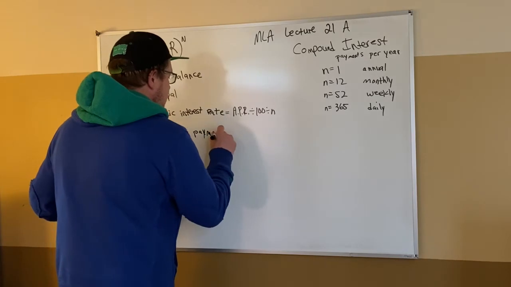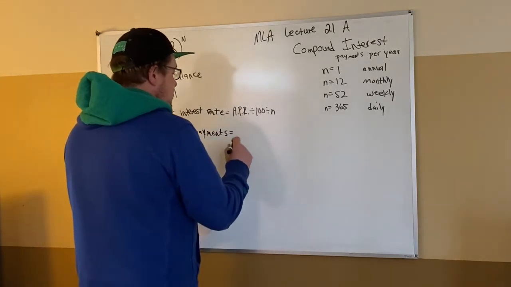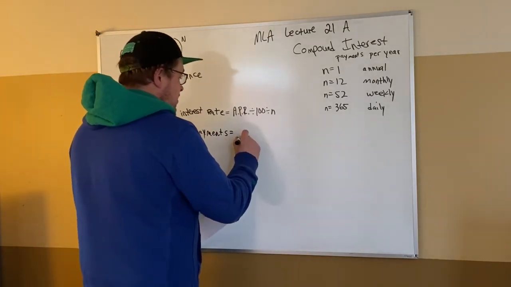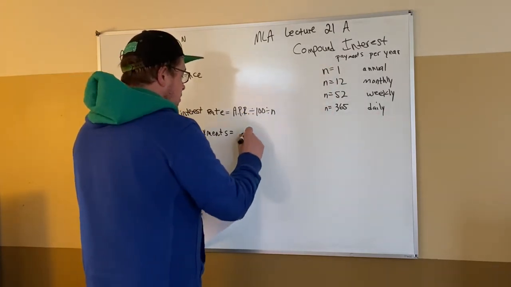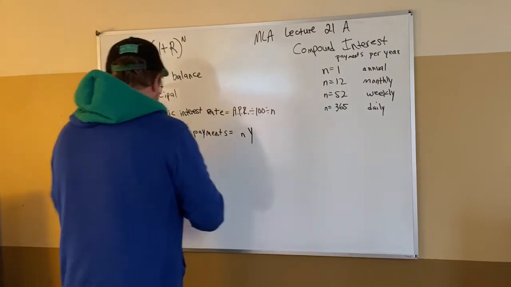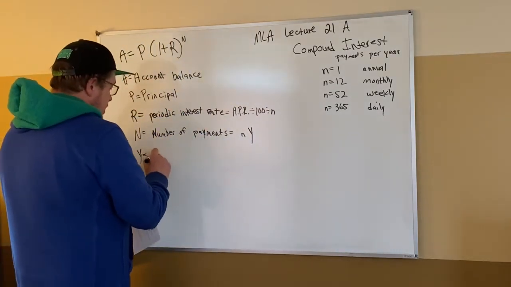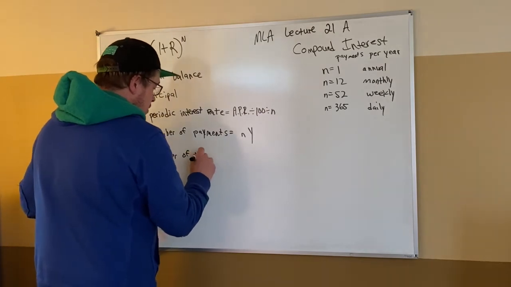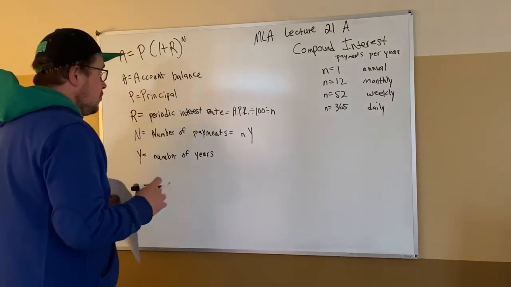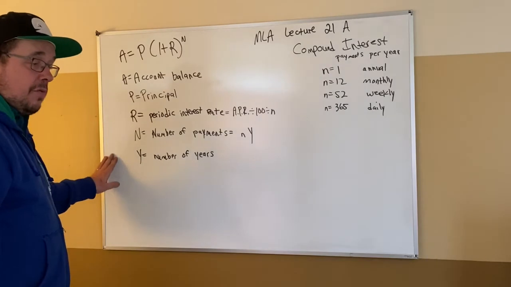And what does Connect Math have us doing with that? It says you take the number of payments that you make from there, those are probably our most common features, and you multiply it by Y, where Y equals the number of years. But we're going to use this throughout much of what we do.